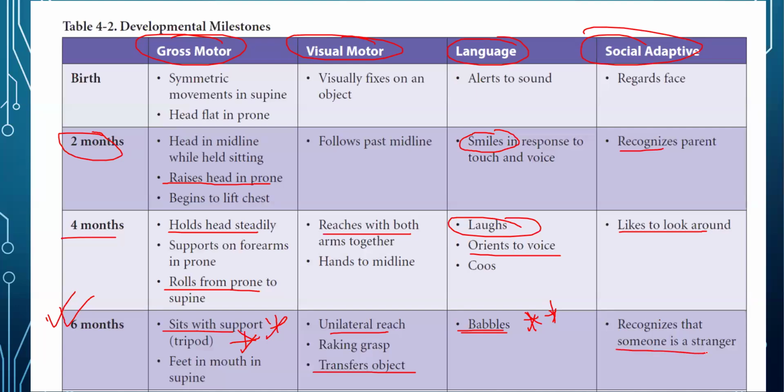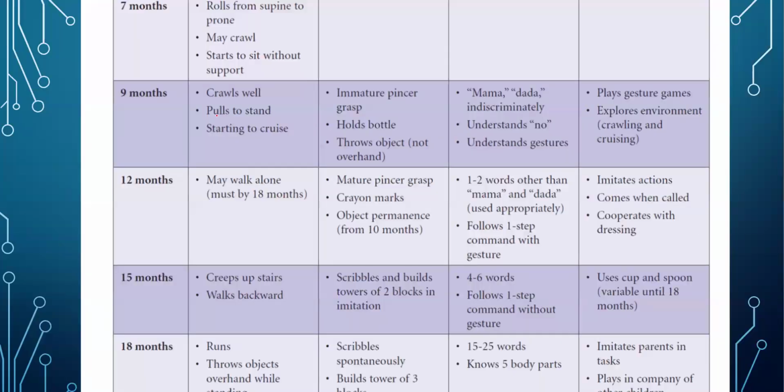And they also know if someone is a stranger. So stranger anxiety starts at 6 months. So these are important. 7 months, not important. 9 months, child starts to crawl. And sometimes they can start to hold the bottle. They can throw object. And they can start to say mama, dada. Not quite well, but they can start it.